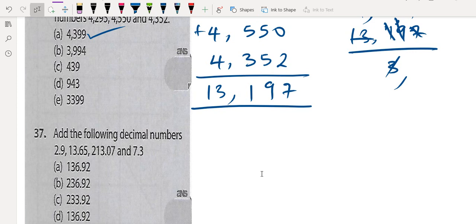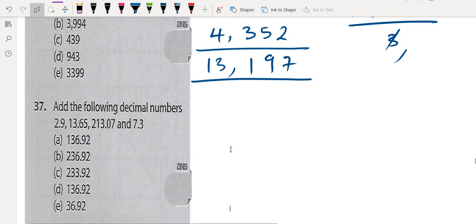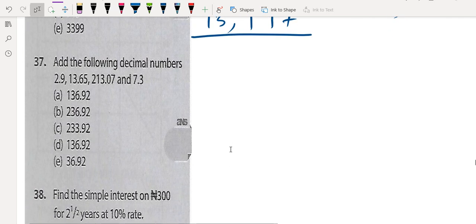Okay, read for me, please. Add the following decimal numbers: 2.9, 13.65, 213.07, and 7.3. So the major challenge will be to make your points follow up, so they'll be ordered themselves.